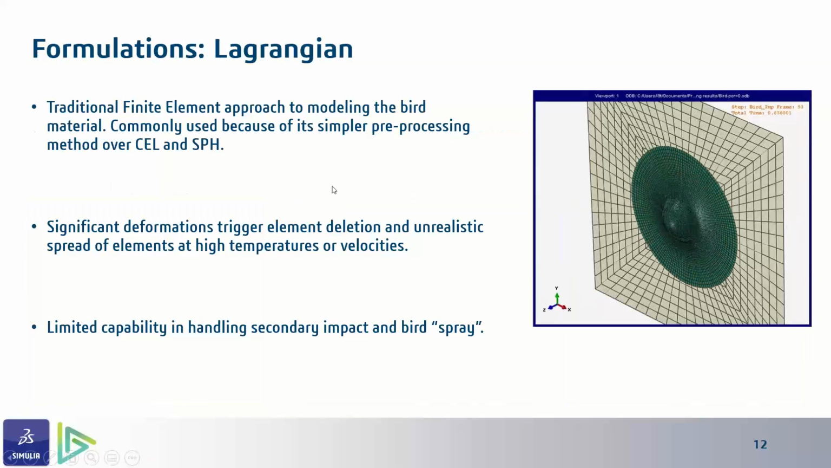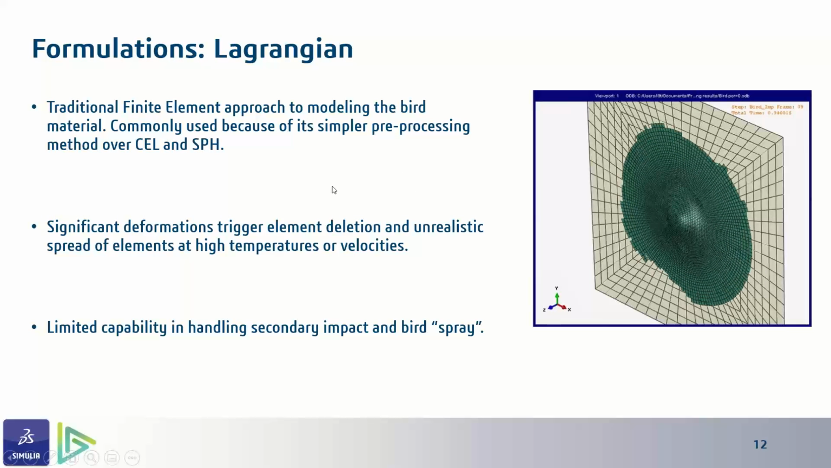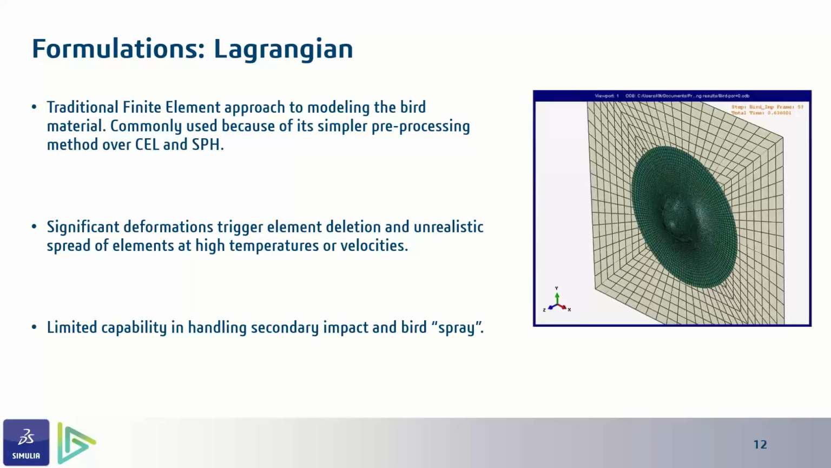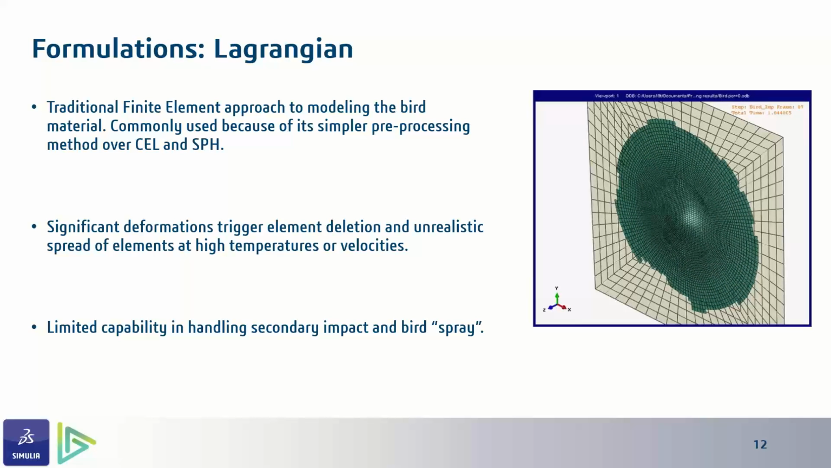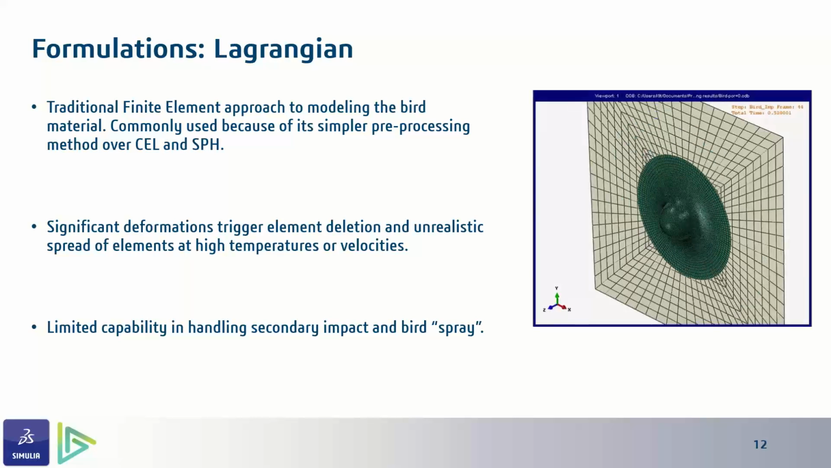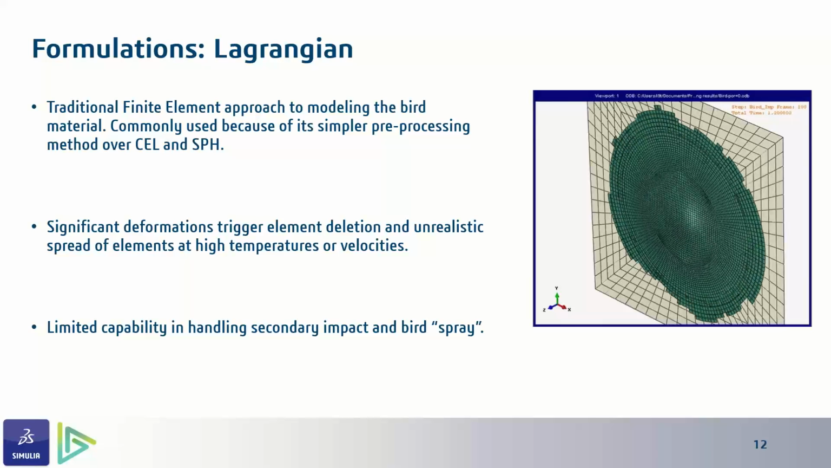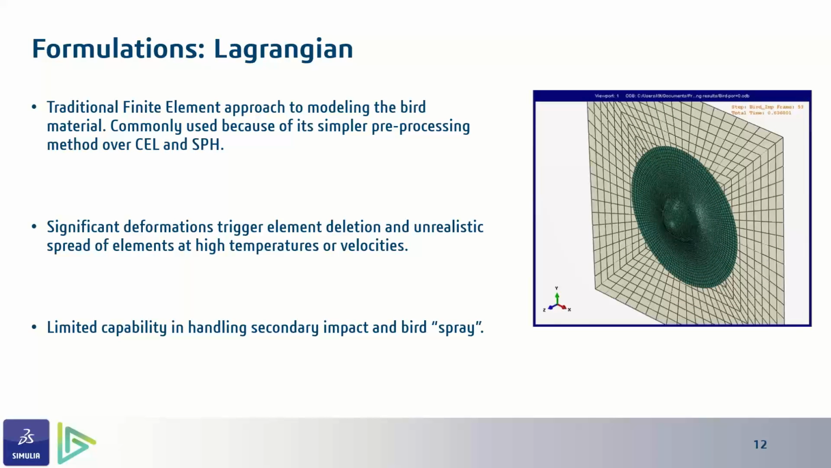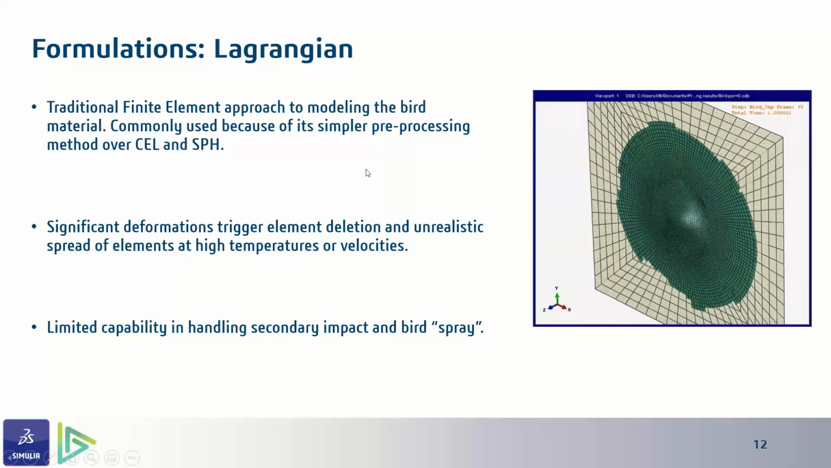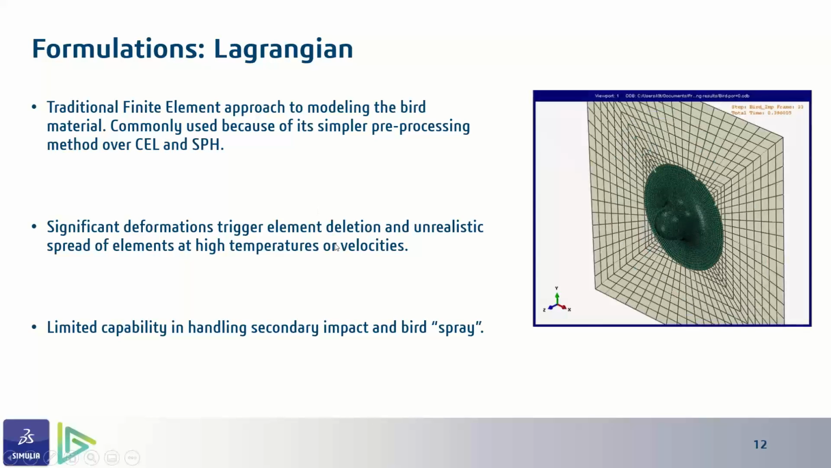So to begin with, I'll just shed some light onto each of the formulations. The Lagrangian is the traditional finite element approach, and it's the conventional and simplest way, but it usually comes with limitations, especially at high deformations. So when the mesh is highly distorted, as you can see in the animation on the right, the Lagrangian does not capture it very well. And this is evident because you cannot see the spraying of the bird. So we can say this is quite limited and it's very uncommon to use for bird strike simulations.